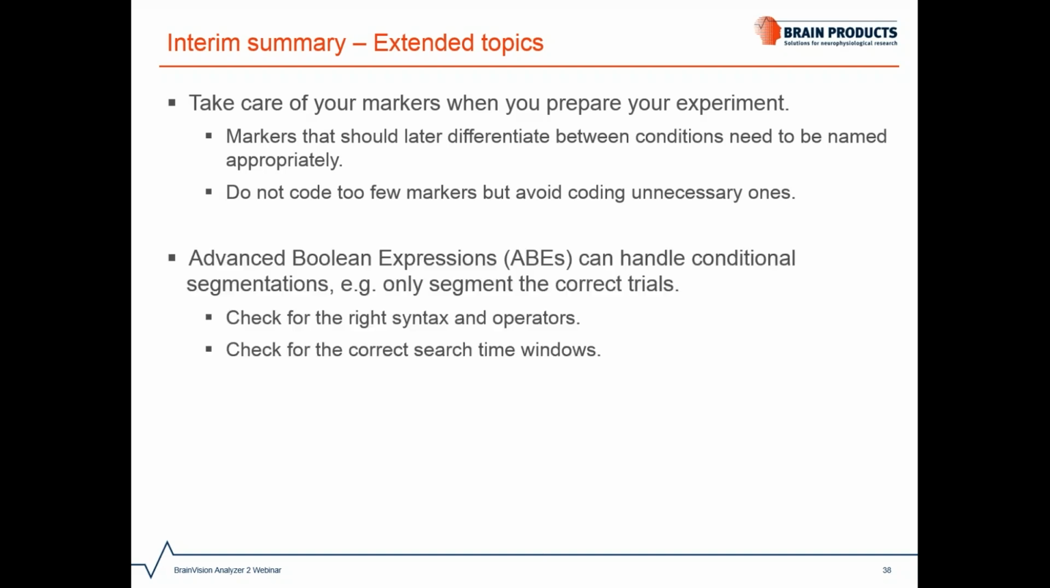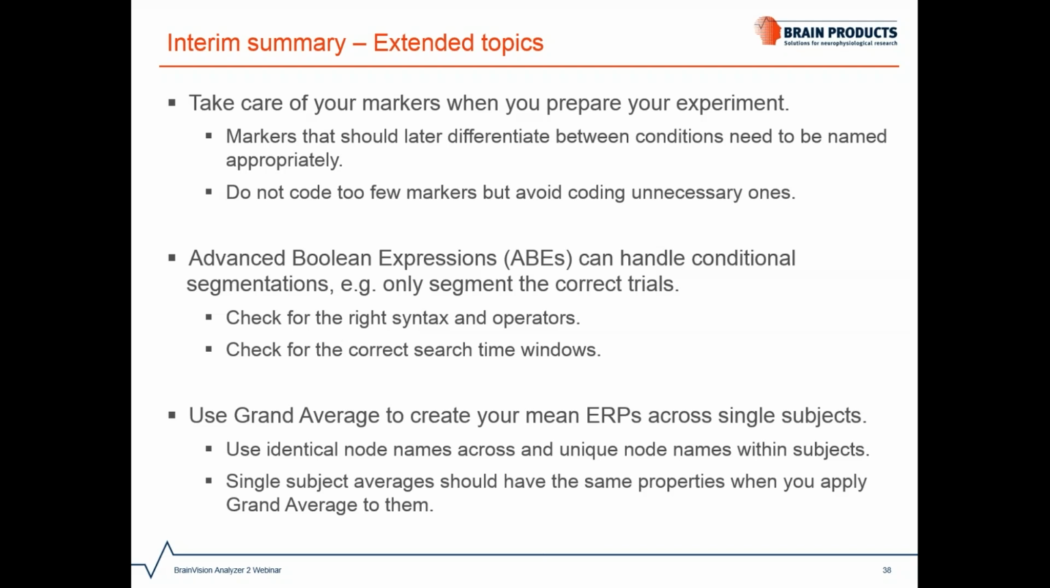The advanced Boolean expressions, or ABEs, are powerful in helping you to implement more complex segmentation schemes that consider conditional dependencies between markers. As we saw, you can, for instance, only select correctly answered trials. Make sure, though, that you use the proper operators and also check for the correct search window so you don't miss any trials or any markers.